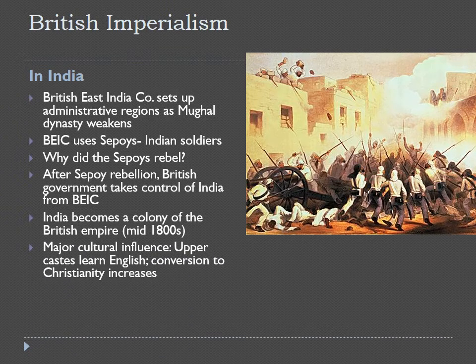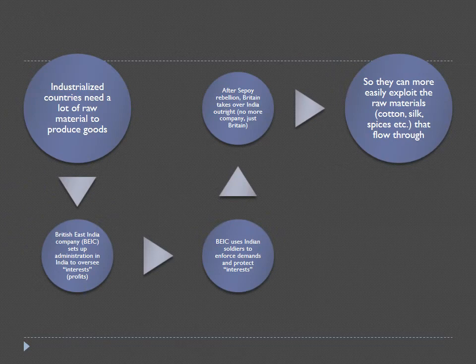There is major cultural influence of Britain on the Indians. The upper castes learn English. Remember, we still have the caste system. They convert to Christianity at times. A lot of Indians go and become Western educated, like Gandhi went to England and went to college and was educated in England and then returned back to India to be a lawyer. So great influence on India by Britain.